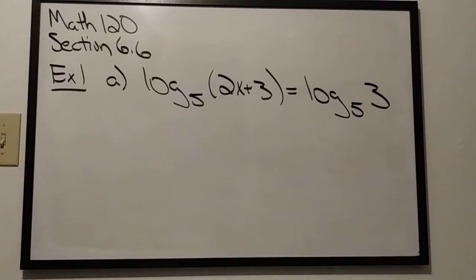Welcome to Math 120, the lecture for section 6.6. Today we're going to be talking about logarithmic and exponential equations. As you look at example 1 on your handout, the directions say solve each equation, and then the second sentence, express irrational solutions in exact form and as a decimal rounded to 3 decimal places.